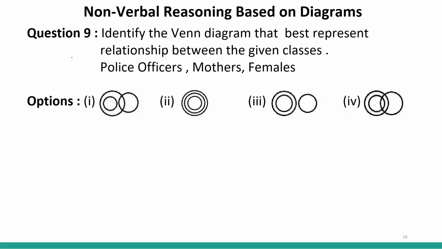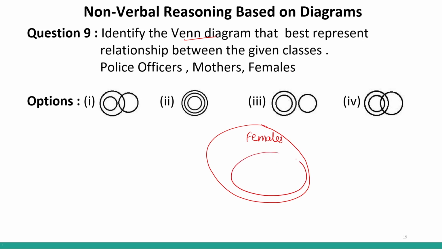Now let us move on to question number 9. Question number 9, we have to identify the Venn diagram that best represents these police officers, mothers and females. So if these are my females, correct, out of these females some will be mothers. Not every female is a mother, so out of females subset will be mothers. Now we will have certain police officers, right? We will have certain police officers.